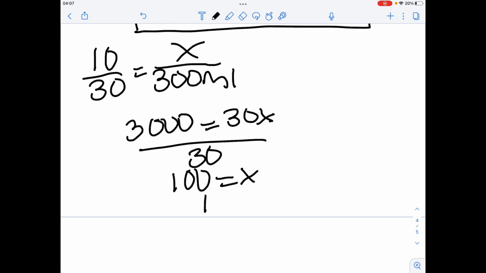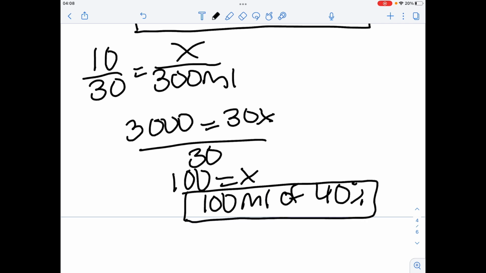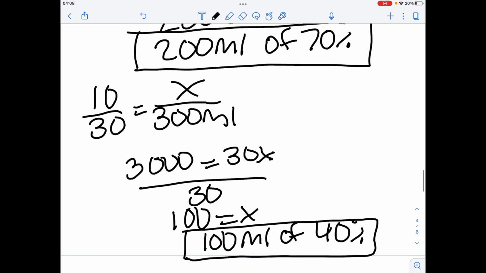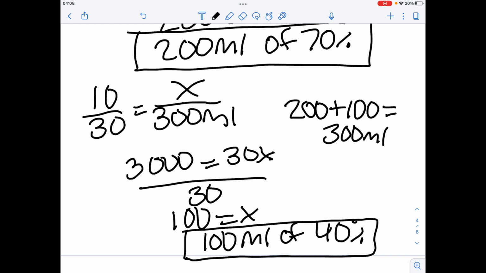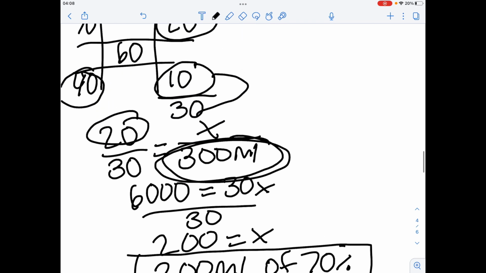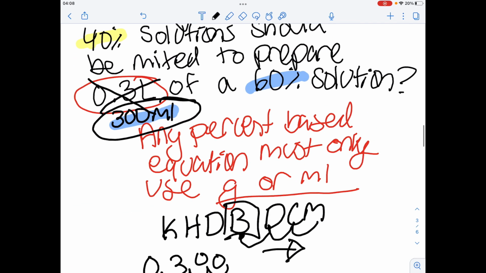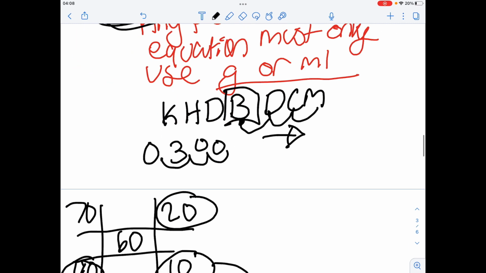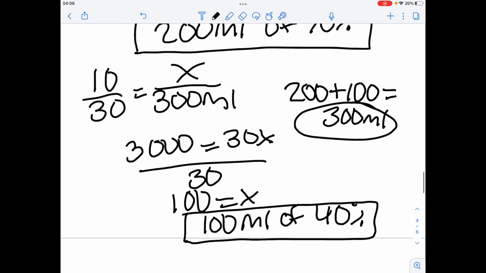So 100 milliliters of 40%, which is what we want to mix. So we have 200 milliliters of 70% and 100 milliliters of 40%. So 200 plus 100 equals 300 milliliters, which, remember, is what we found that we needed from our original problem. So this checks out.